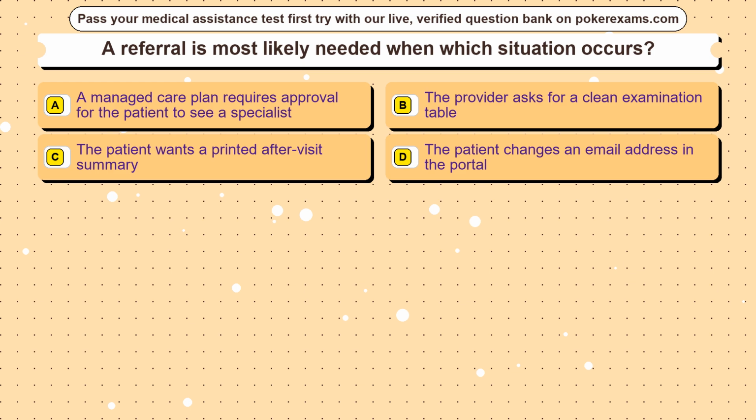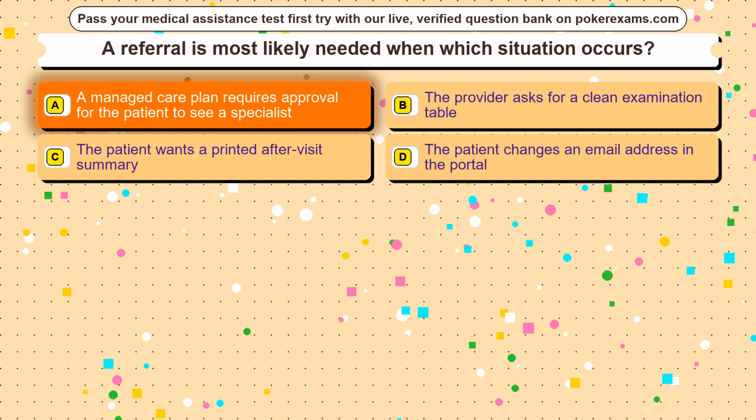Question 57. A referral is most likely needed when which situation occurs? Option A, a managed care plan requires approval for the patient to see a specialist. Option B, the provider asks for a clean examination table. Option C, the patient wants a printed after-visit summary. Option D, the patient changes an email address in the portal. The correct answer is option A, a managed care plan requires approval for the patient to see a specialist.